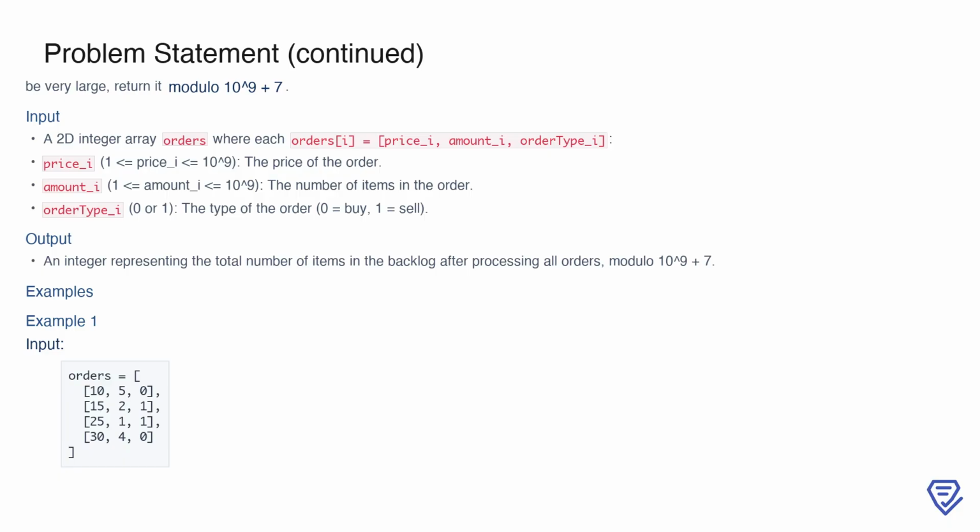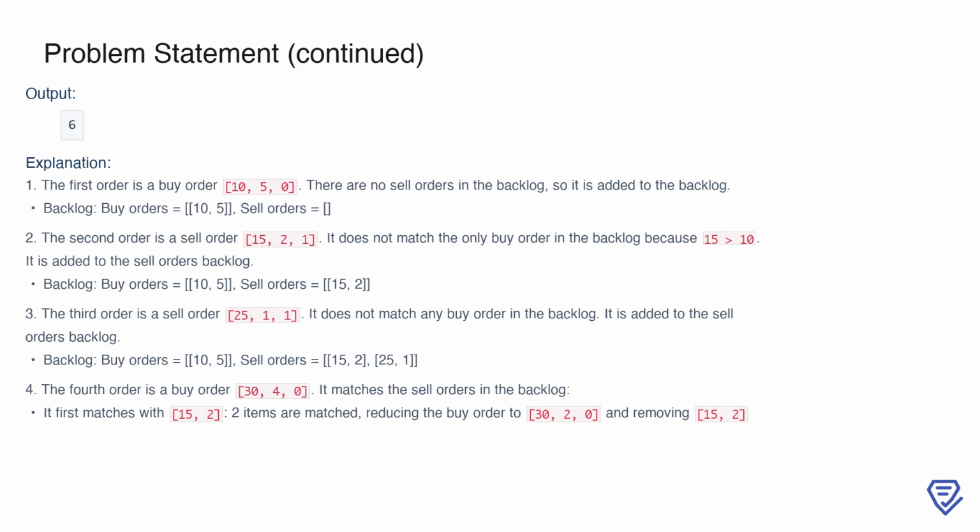For the output, we need to calculate the total number of items remaining in the backlog after all orders have been processed and return this value modulo 10 to the power of 9 plus 7. The examples provided will help illustrate how to process these orders and manage the backlog. Let's consider the first example to understand the process.